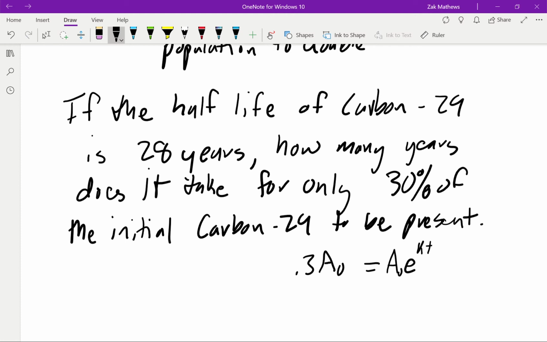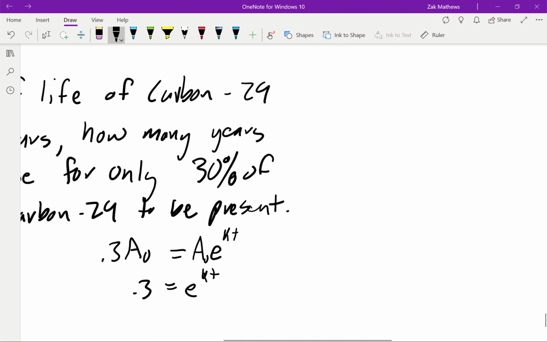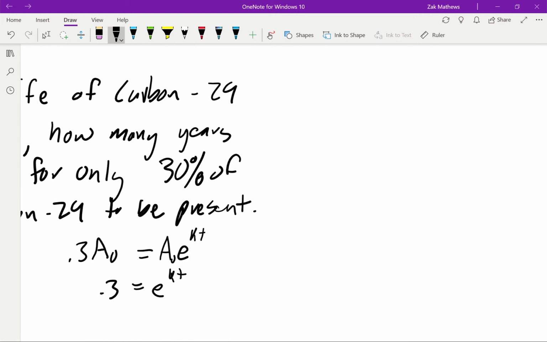Now, if I were to solve this problem, the first thing I do is I divide both sides by A naught. And when we divide both sides by A naught, we'd be left with 0.3 is equal to e to the kt. Another way I say sometimes to do these problems is just pick an arbitrary number for your starting amount. Let's say we picked 1 for your starting amount. If you start with 1, and we want 30% of it, we'd have 0.3 left.